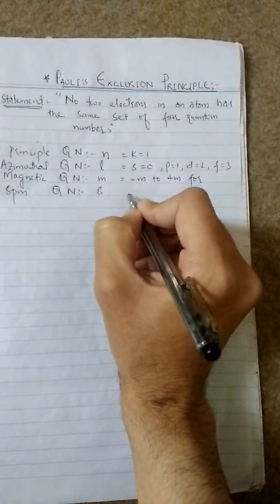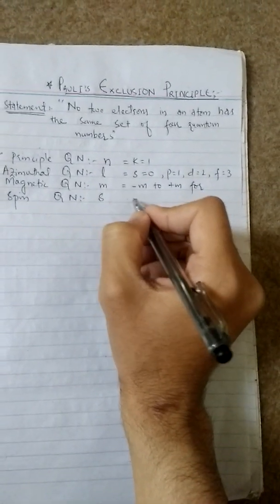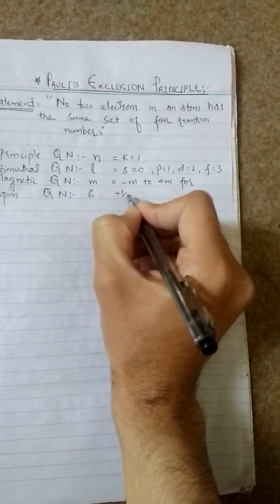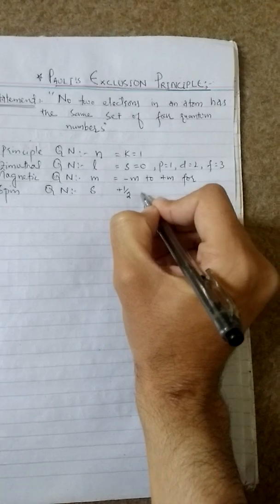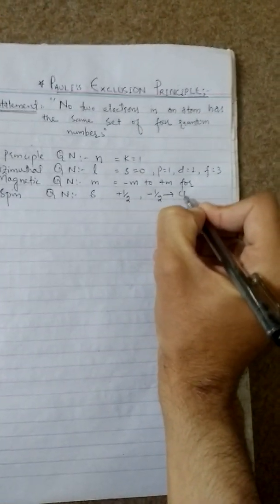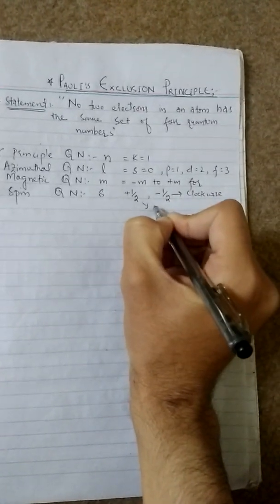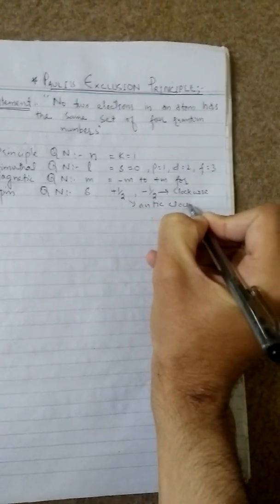There are two types of spin. The electron can spin on its own axis, plus half spin and minus half spin. This is the clockwise spin, and this is anti-clockwise spin.